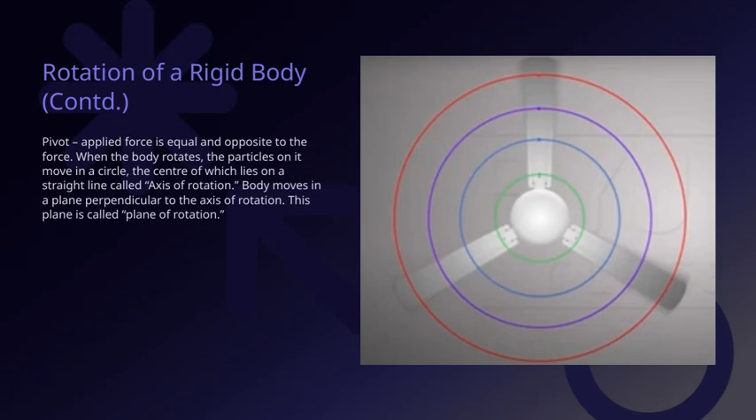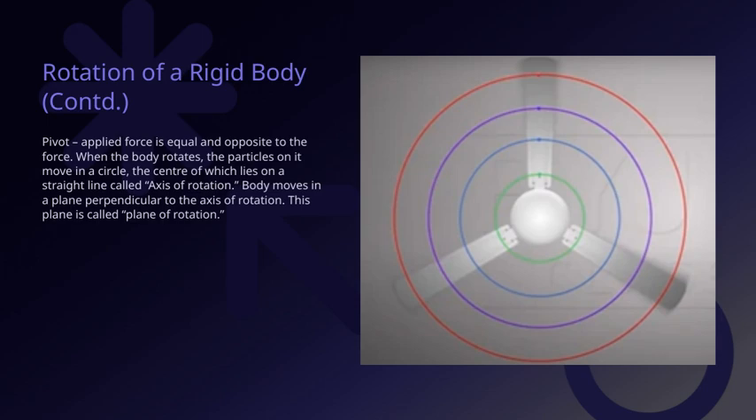Now, let's explore the concept of a pivot. When a force is applied at the pivot point, the force exerted by the pivot is equal in magnitude but opposite in direction to the applied force. This balance is what allows the body to rotate smoothly around that point. As the body begins to rotate, the particles on it don't just move randomly, they move along a circular path. The center of this circle, which is crucial to understanding rotation, lies along what we call the axis of rotation. It's important to note that the body doesn't rotate in all directions at once. Instead, it moves within a specific plane that is perpendicular to this axis. We refer to this as the plane of rotation.